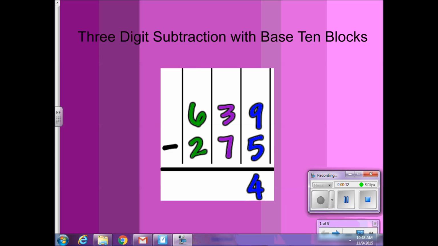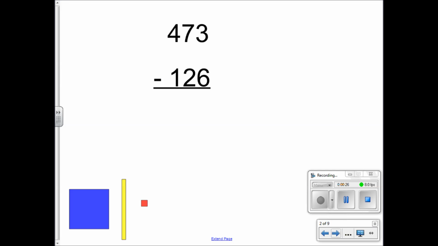We've used base 10 blocks with 2-digit numbers. Now today we're going to use them with 3-digit numbers. And so here we go. I'm going to model the first one like always to help you out when you get home and do homework and practice with those, and to let your parents know what kind of language we should be using. So when I look up, I see I have 473 minus 126.